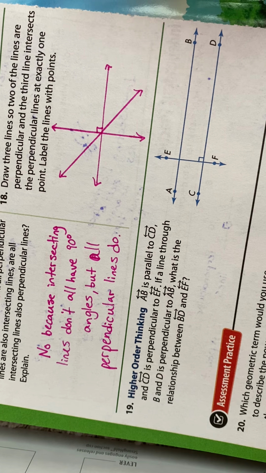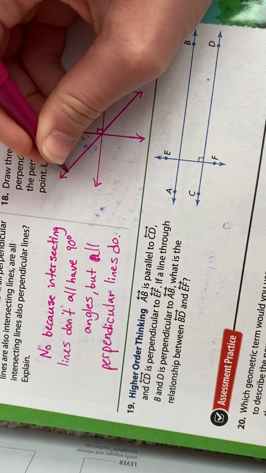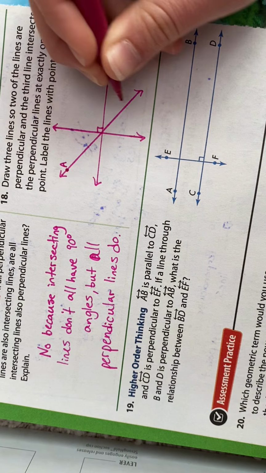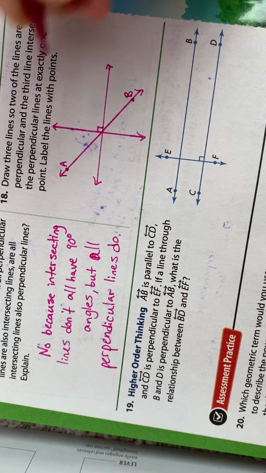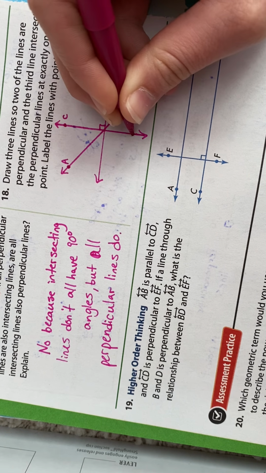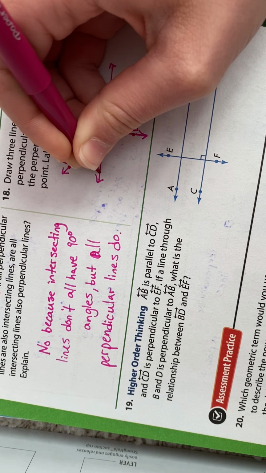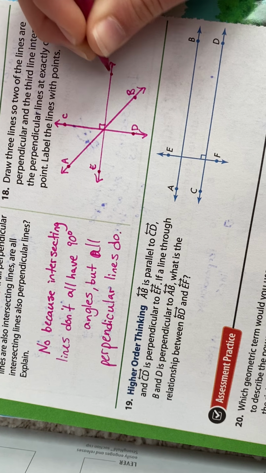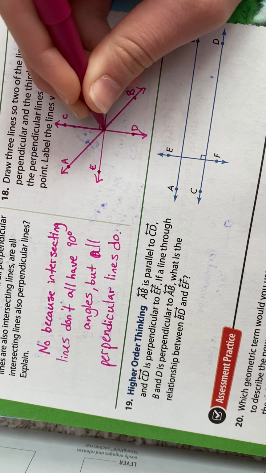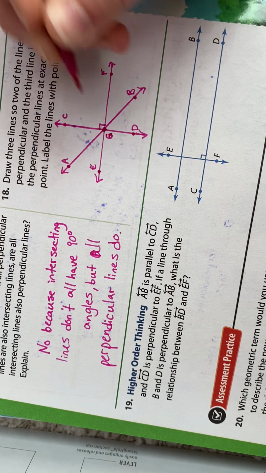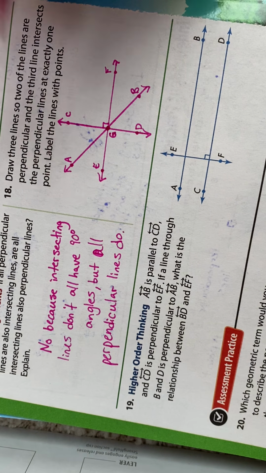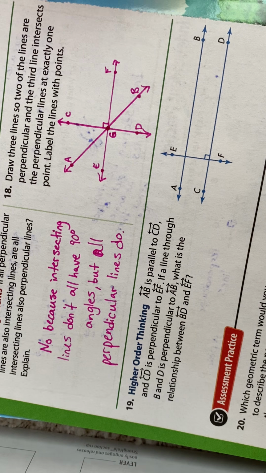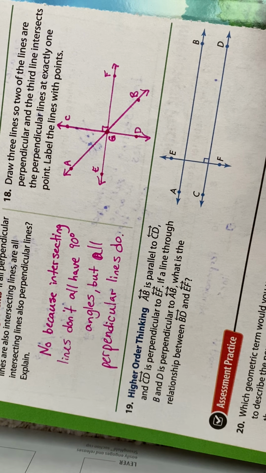Label the lines with points. I'm going to label this one A, B, C, D, E, F, and then I'm going to put a middle dot, G, okay? So all the lines have different points on them, just like you see down here in these lines, okay?